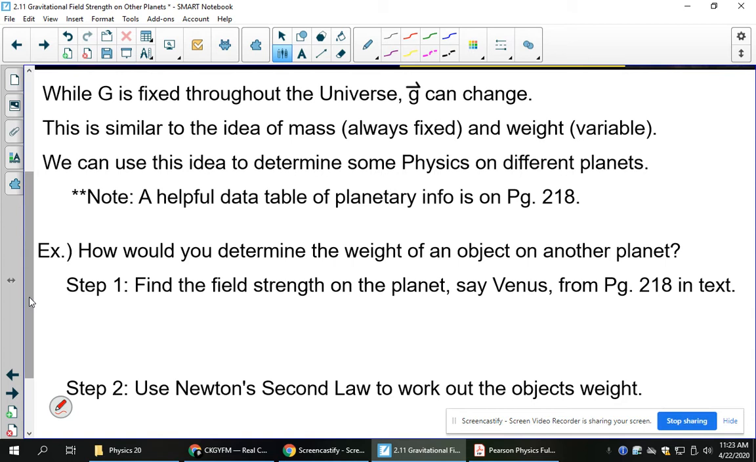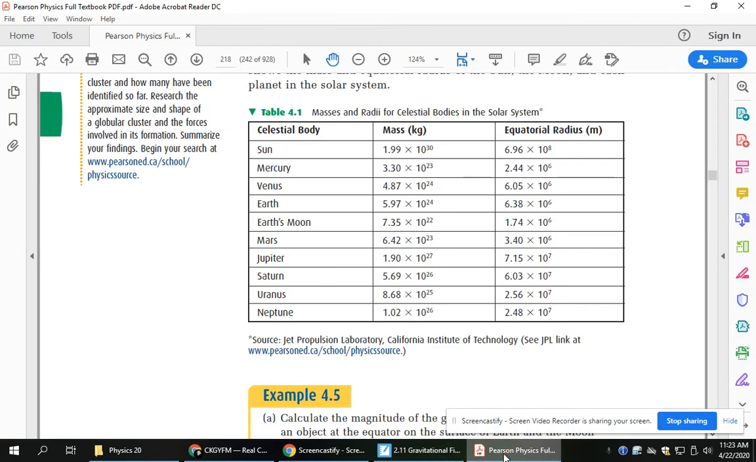as we'll see later. We're going to be referencing a data table on page 218 in the textbook. This tells you the mass and equatorial radius for different celestial bodies in our solar system. Your formula sheet has the information for Earth, but today we're going to be doing other planets and figuring out what the gravitational field strength is on those planets. So we'll need to use those planets' masses and radii.